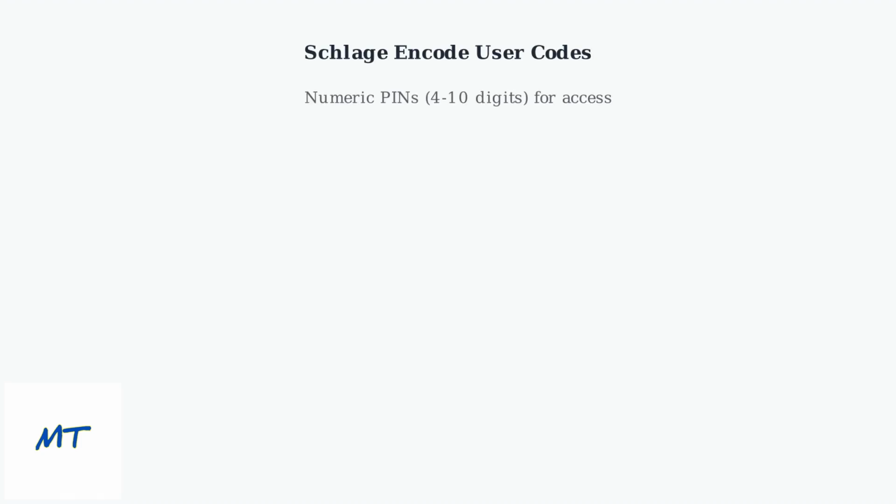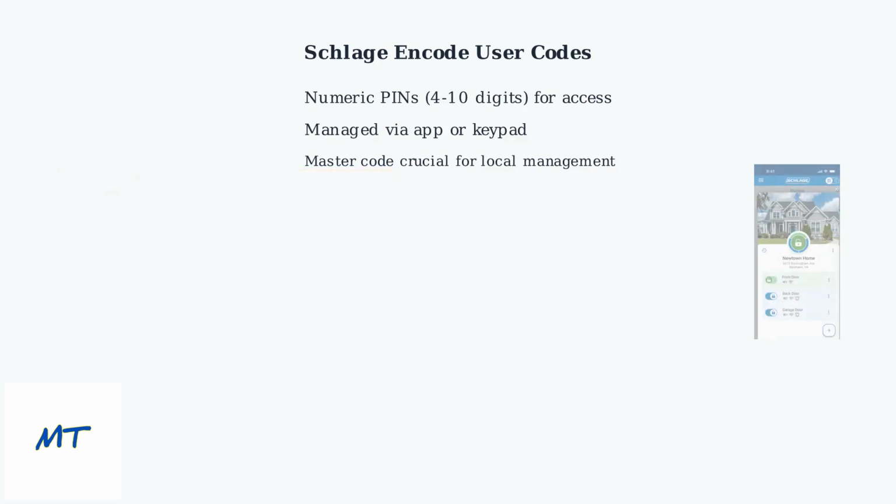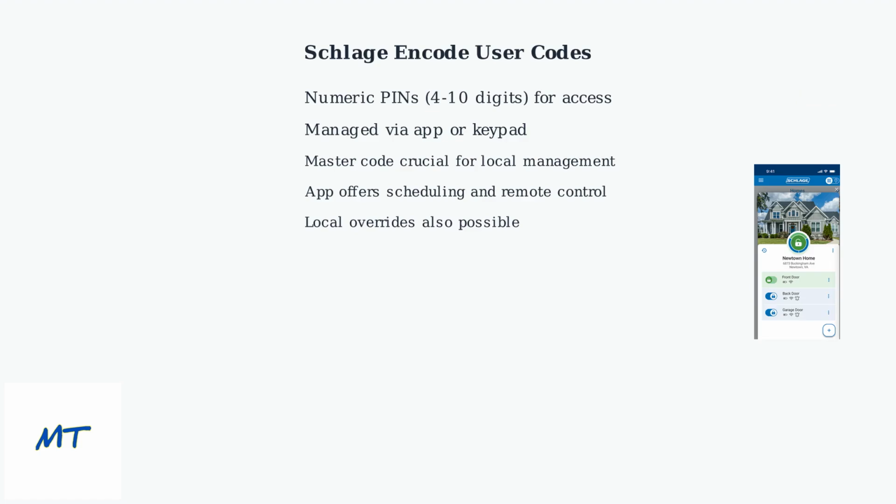Schlage Encode smart locks use numeric pins ranging from 4 to 10 digits, called user codes, to grant access to the lock. These codes can be managed through the Schlage Home app or directly on the lock's keypad. The master code, set during initial setup, is crucial for local management on the keypad. App management offers advanced features like scheduling and remote access control. However, local overrides are also possible through the keypad.